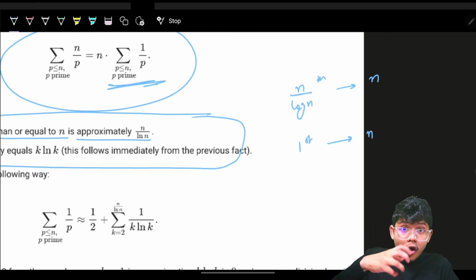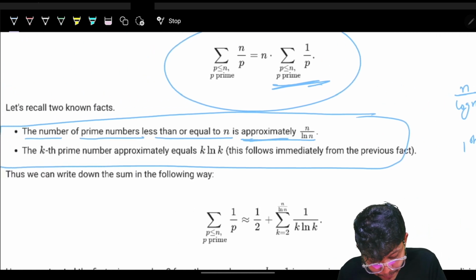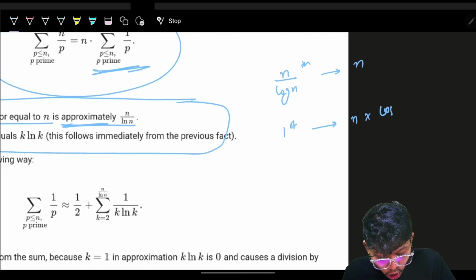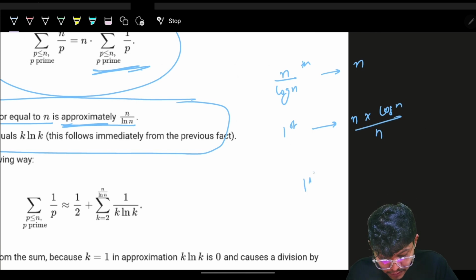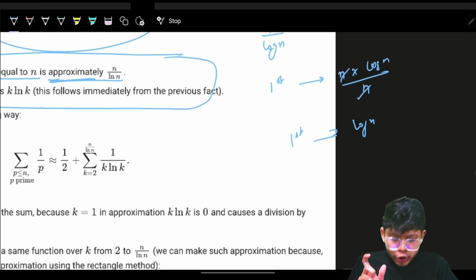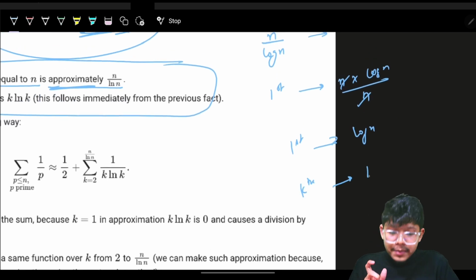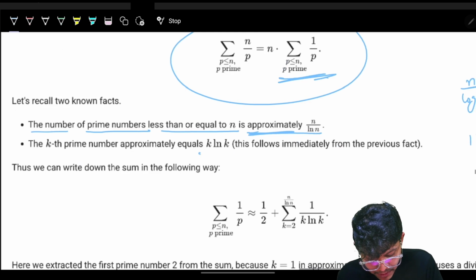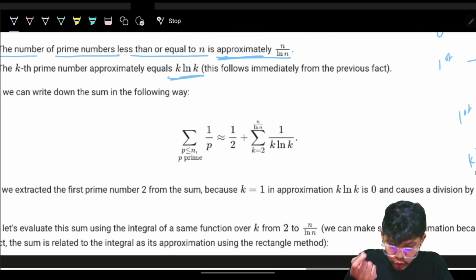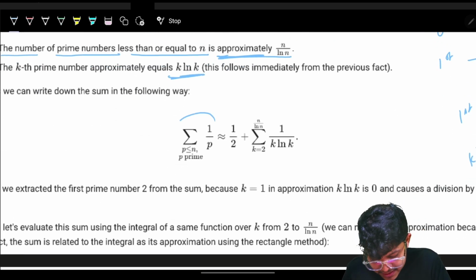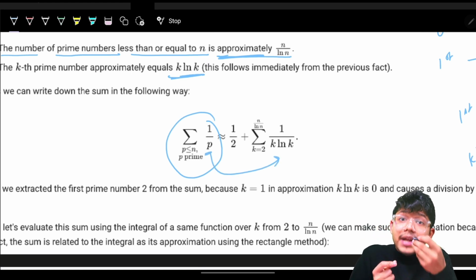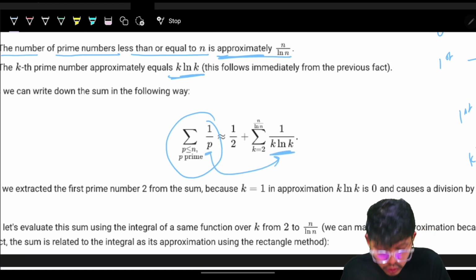Again, this is all a rough estimate, as you can see from the approximation. So it will be n into log n by n. So the first prime number roughly will be nothing but log n. So the kth prime number will roughly be k into log k. So if I have to say that, I can simply say 1 by p, where p, the kth prime number, will be k into log k.